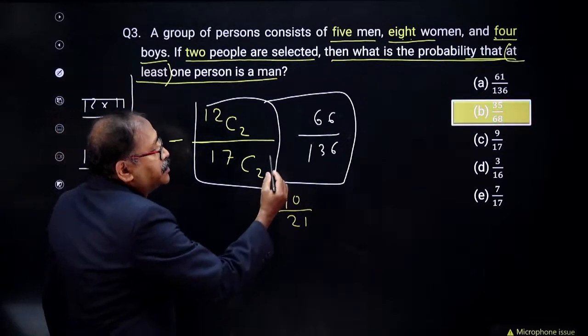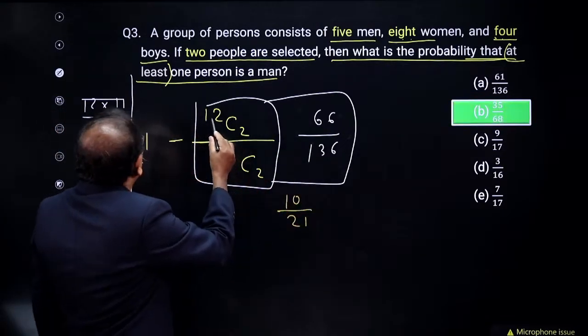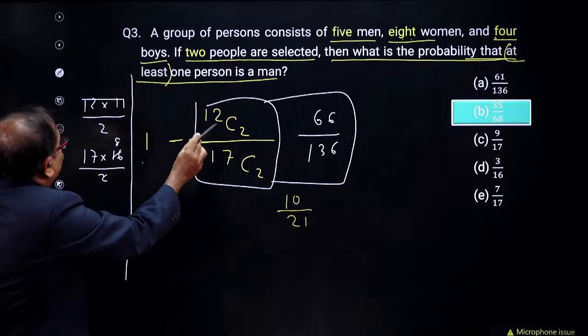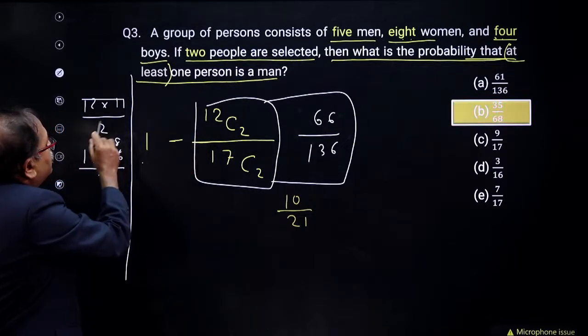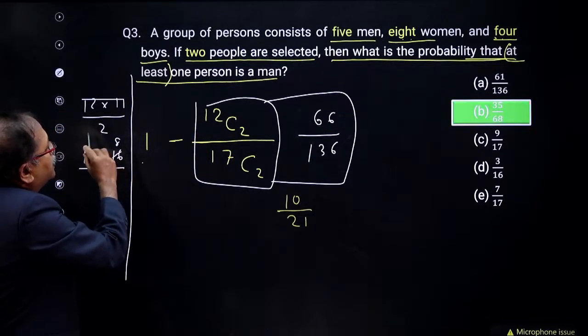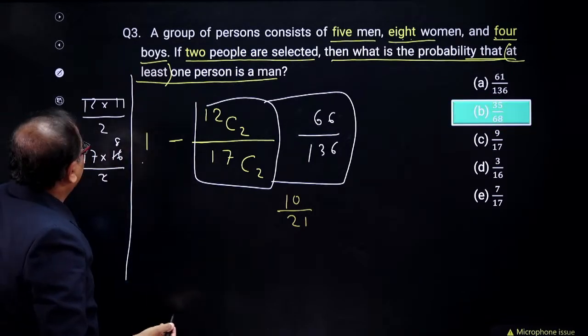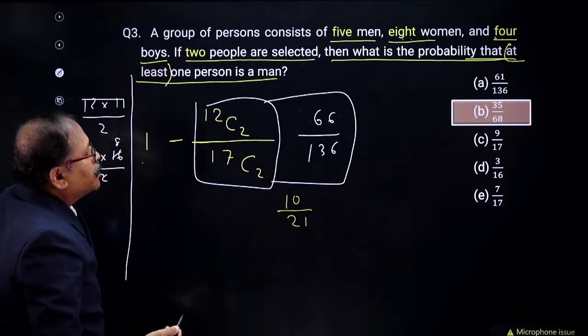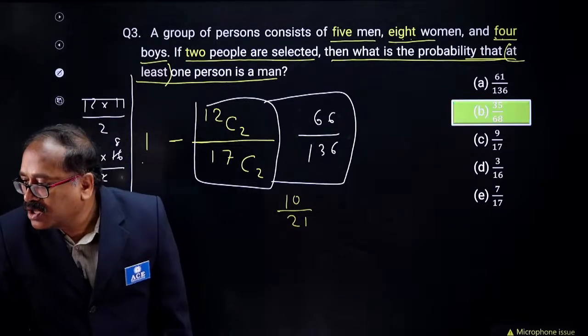Now you notice here, what about this part? Did I make it correct? That is 12C2. So 12 into 11 divided by 2, and this comes 66. It's okay. Okay, option B.